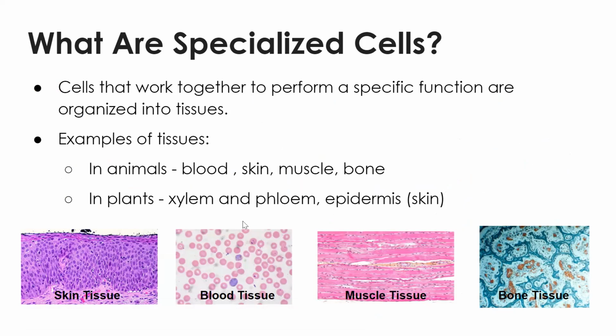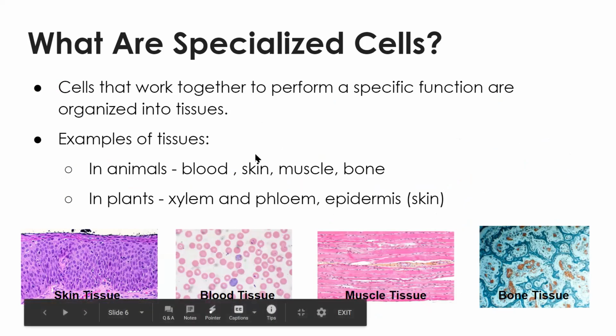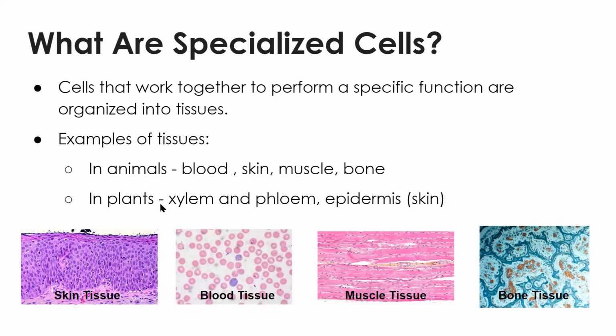So at this basic level that we're looking at right here, our specialized cells that each perform specific functions can organize into tissues to perform a larger function for that multicellular organism. So here's some examples of some tissues. In animals, we have blood tissue, skin tissue, muscle tissue, bone tissue, and even in plants, as multicellular organisms, they have specialized cells too, like xylem and phloem and their epidermis.